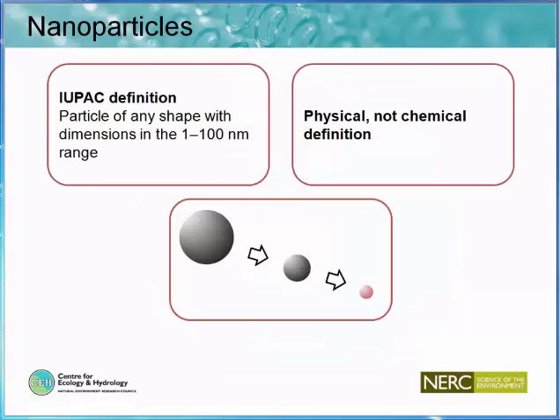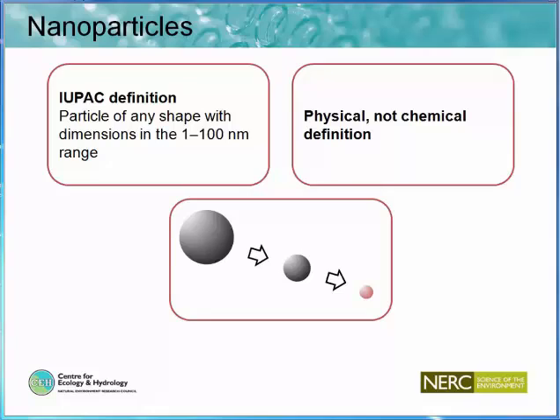So, what are nanoparticles? Well, the standard definition is a particle of any shape with dimensions in the range 1 to 100 nanometers. For me, as a chemist, it's interesting that it's a physical, not a chemical definition. Nanoparticles can be and are extremely chemically diverse, as I hope to show you.